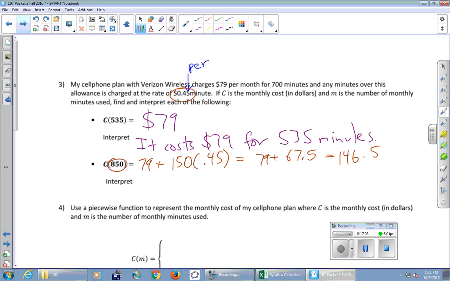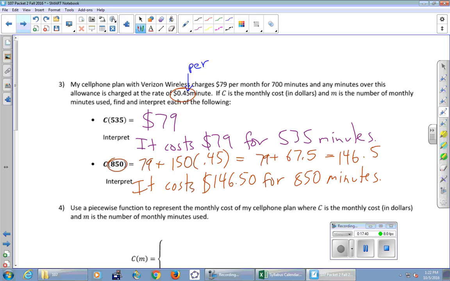Okay, take a second to write a sentence. The sentence should have exactly the same format as the sentence we've already got. You don't need to talk about the 150. You don't need to talk about the overage. You just need to write a sentence just like the purple one. It costs $146.50 for 850 minutes. So far, so good.